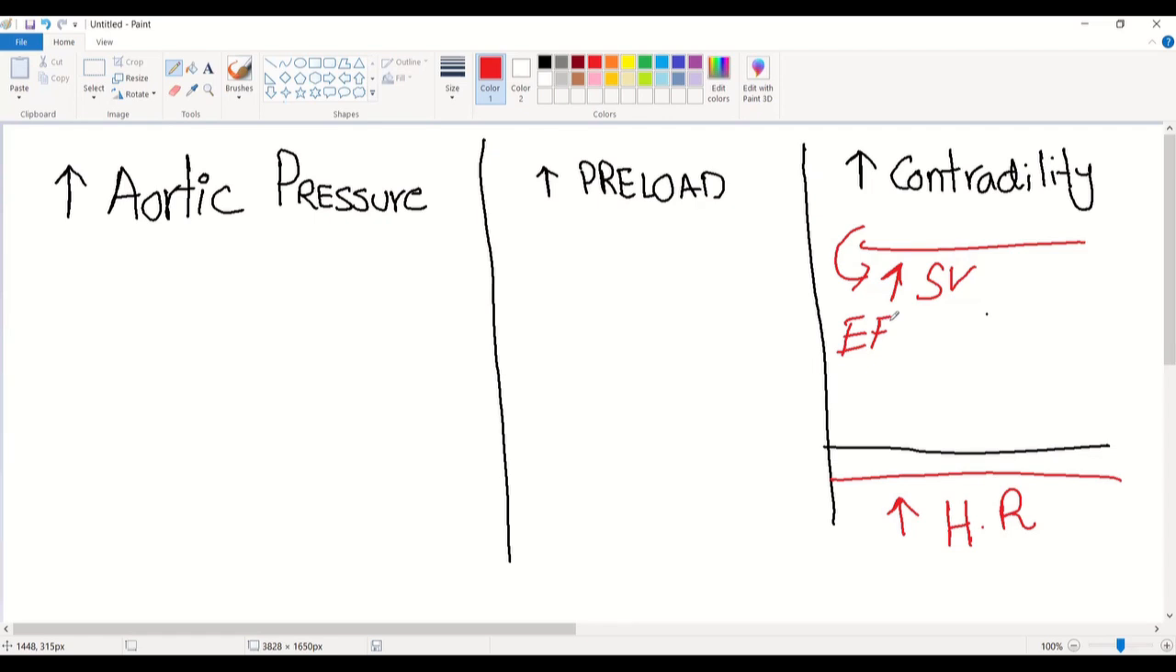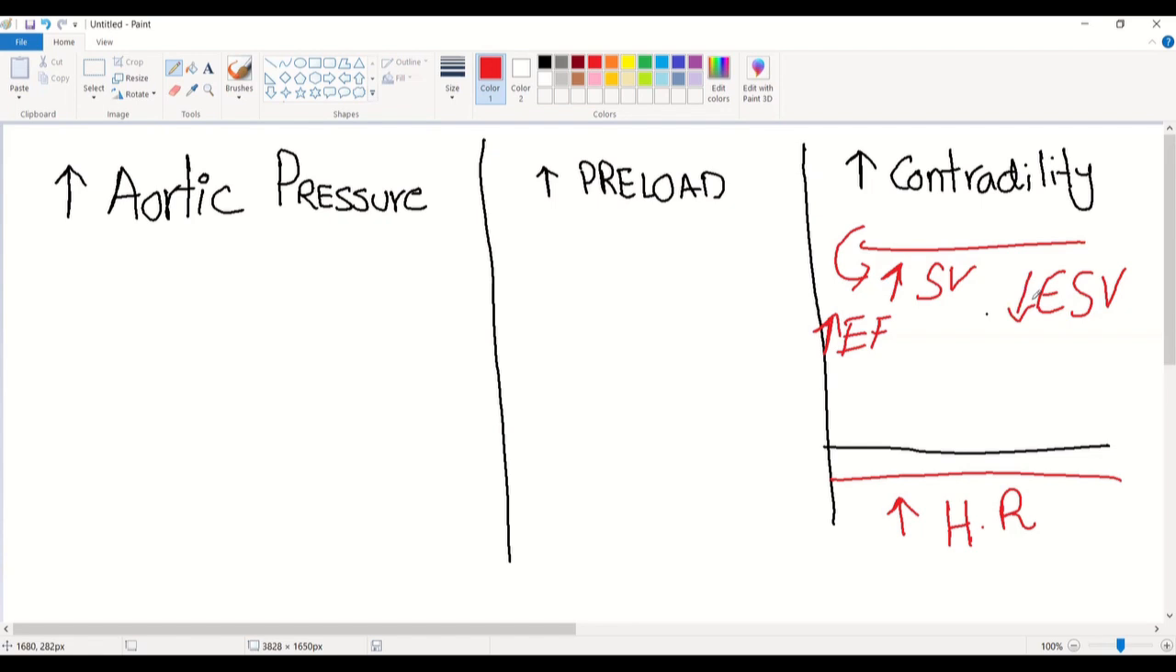Okay. And what about the end systolic volume? If you increase the contractility, what happens to the end systolic volume? It decreases. Yes, end systolic volume should decrease, right? Yes.